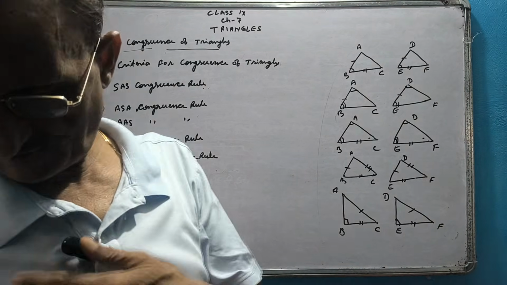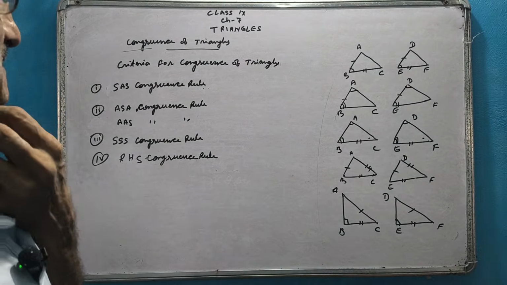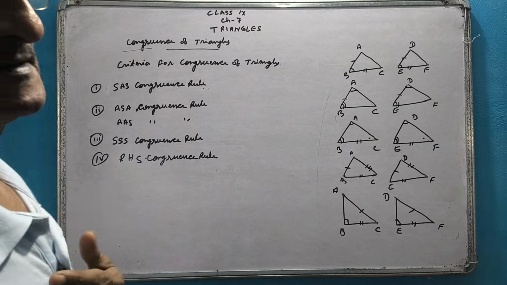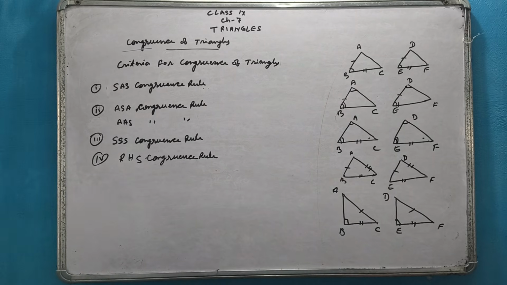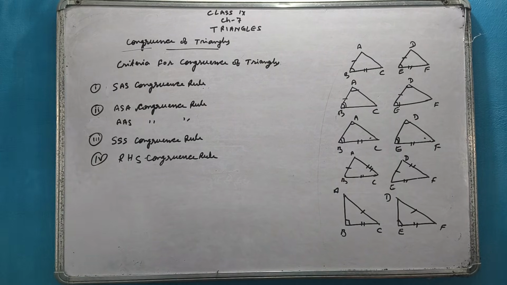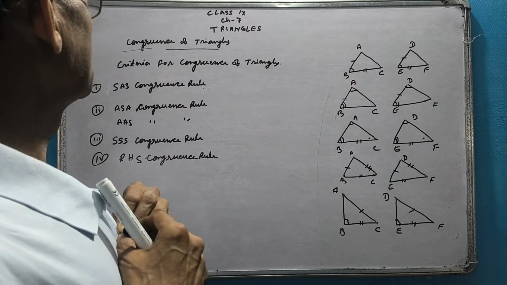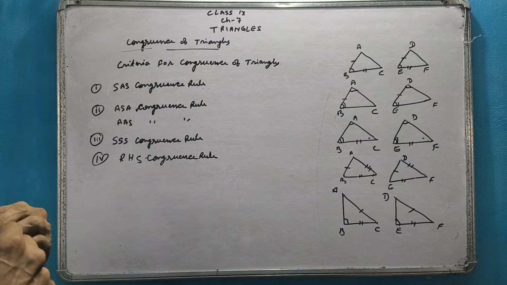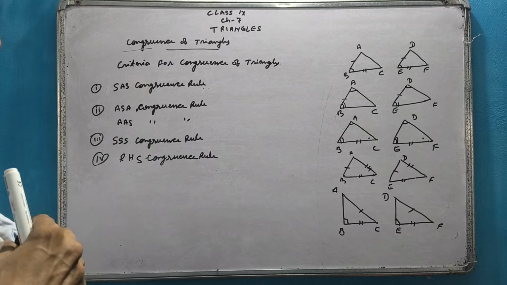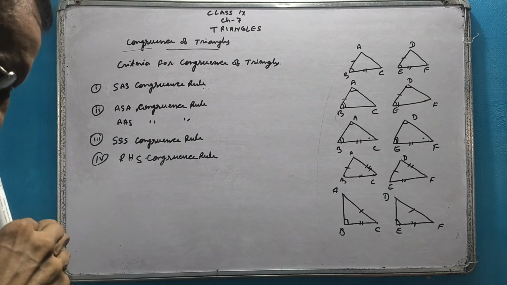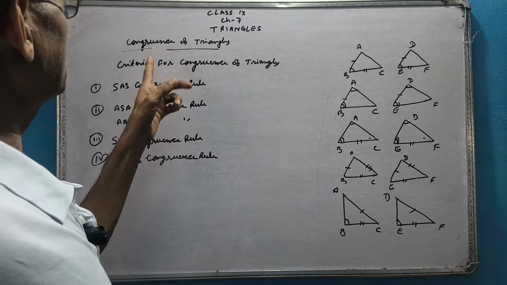Hello student, today I am here with you to discuss class 9 mathematics chapter 7, chapter 8, triangles. Basically, it deals with the congruence of triangles. Now, what is the meaning of congruence?